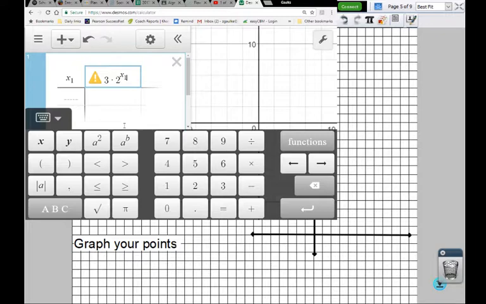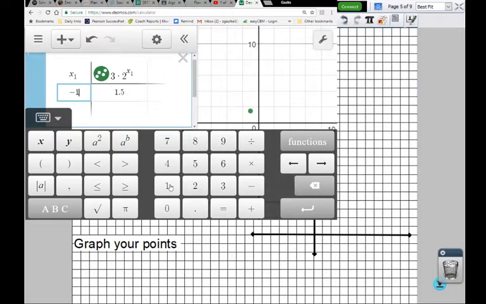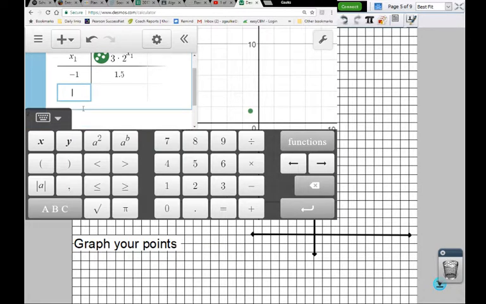So what was that first x we picked? Negative 1, right? I'm going to go down here under my x1 and type in -1. It just filled in, right? I'm going to go to my next one. I'm going to type in 0, and it fills in my answer. I'm going to go to my next one. I'm going to type in 1, 2, and then 3.